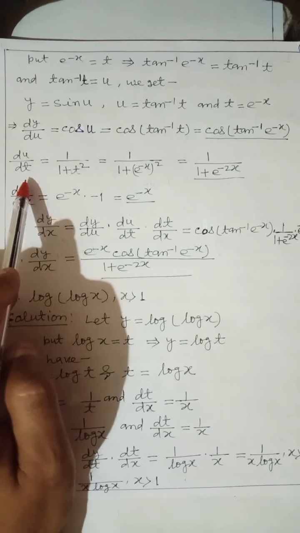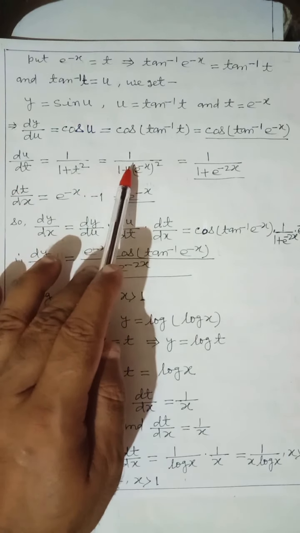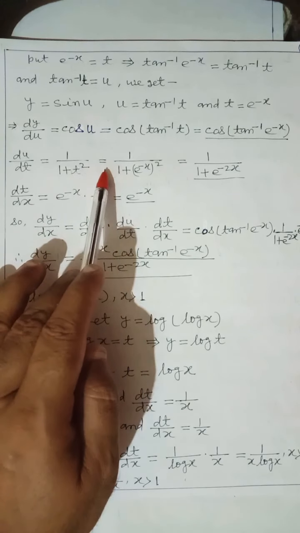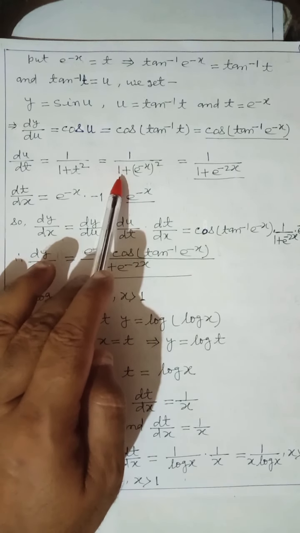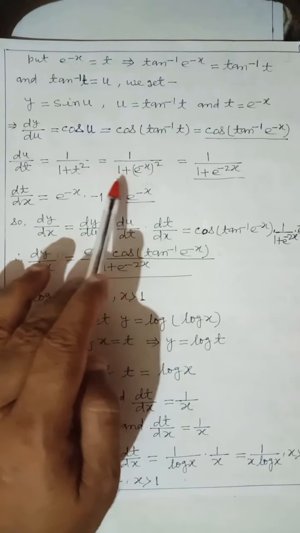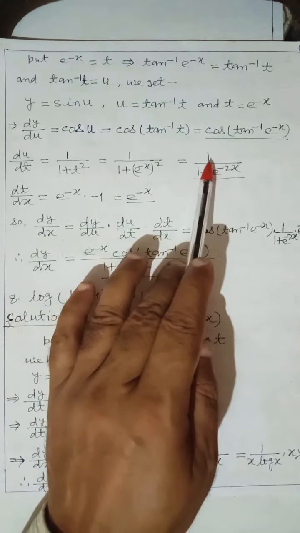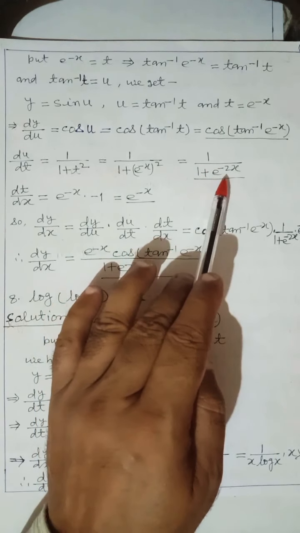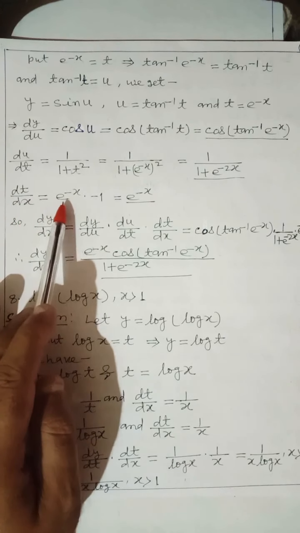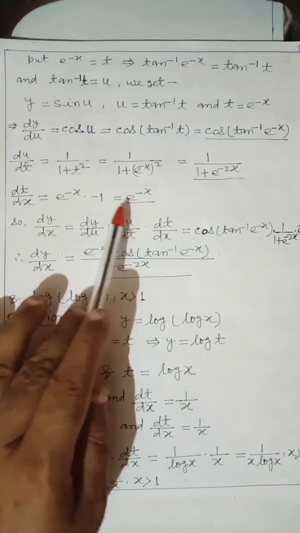Again, du by dt equal to 1 by 1 plus t square, and this is equal to 1 by 1 plus e to power minus x whole square. Here we put the value of t, and finally we get 1 by 1 plus e to power minus 2x. So dt by dx is equal to e to power minus x into minus 1, and this is equal to minus e to power minus x.